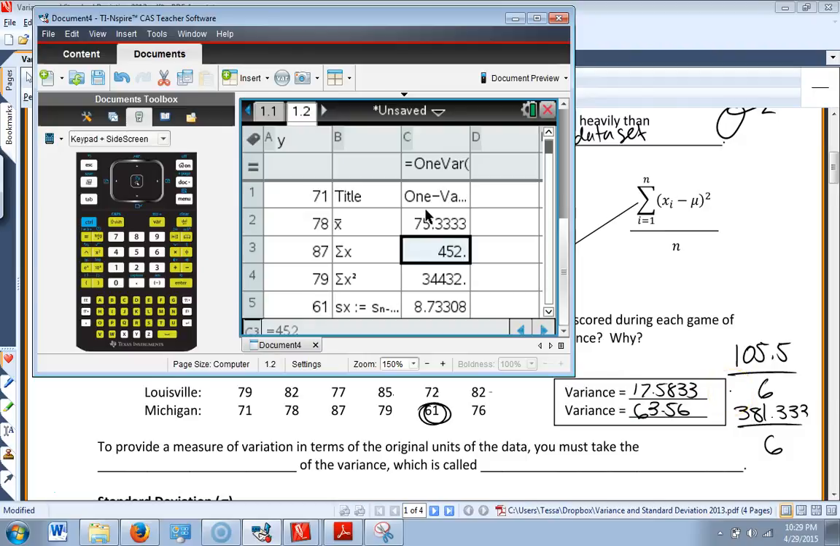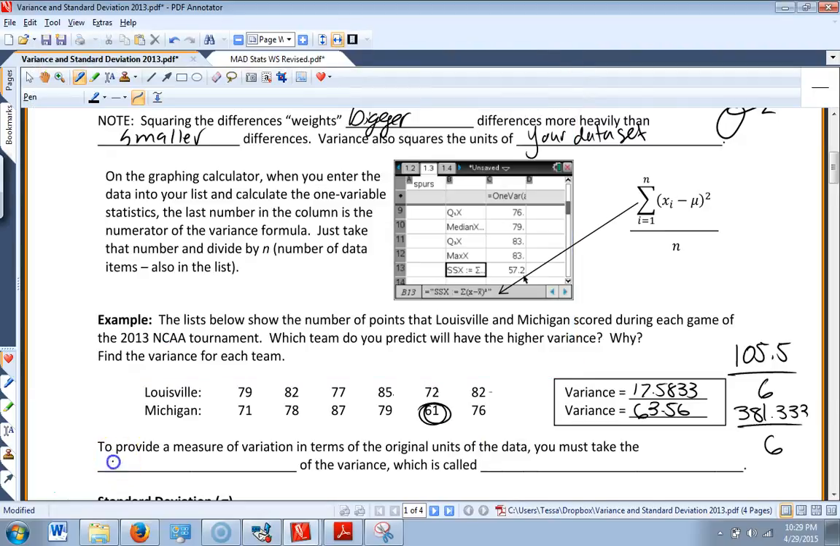Okay, so if we want to get the units back down to the original units of our data set, in this case I believe it was inches, right now we have inches squared, right? So that doesn't make a lot of sense. So what we need to do is take the square root of the variance, which is called standard deviation. Okay?